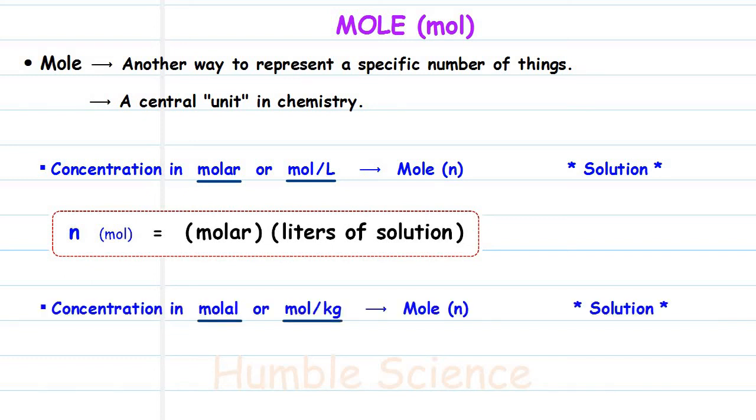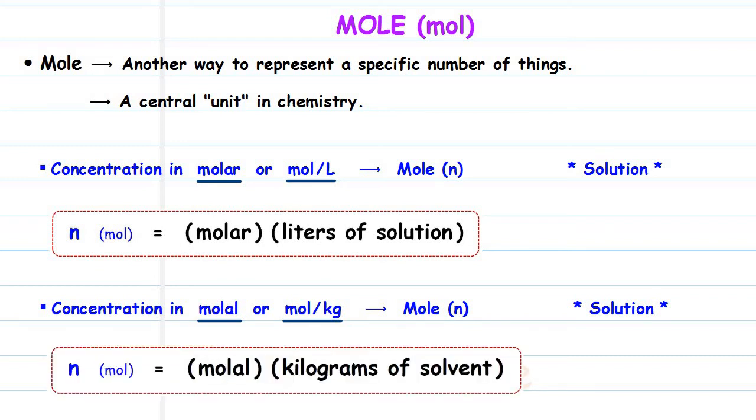For the second case, it's between concentration in molal, or mole per kilogram, and mole. In order to convert the concentration in molal into mole, we can use this conversion: mole will be equal to molal concentration multiplied by kilograms of solvent. Be careful though, there's a key difference here. Molar at the top part is dealing with liters of solution, but molal at the bottom part is dealing with kilograms of solvent. Alright, let's take a look at some practice questions.